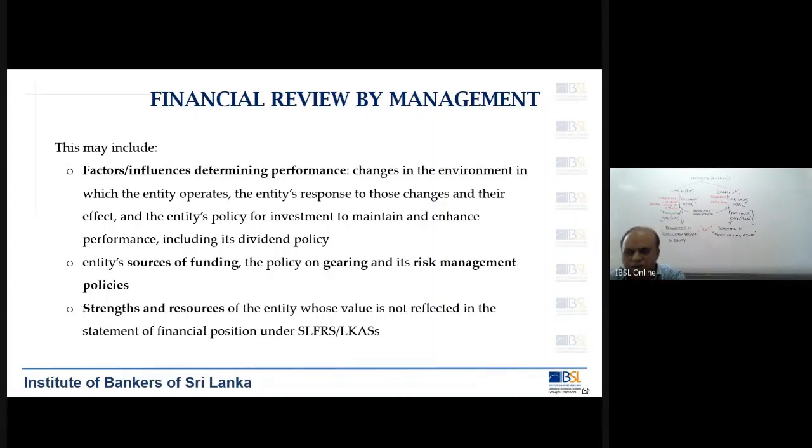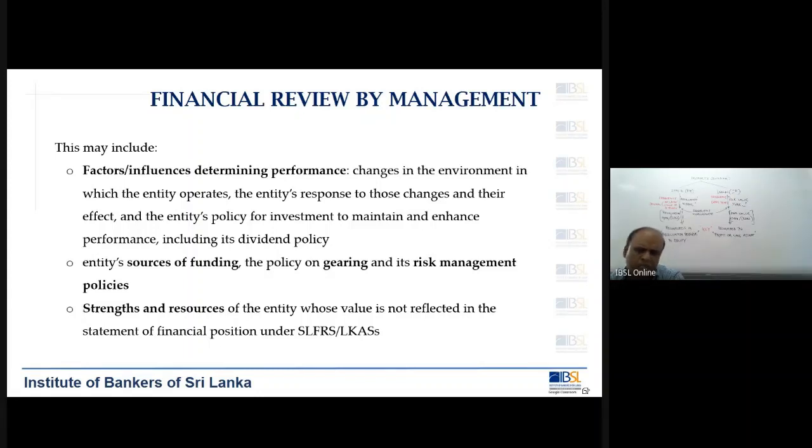Now, in all the financial statements that we saw, we talk about numbers. You give everything in numbers, but here we talk in terms of terminology. What has impacted the business? How did we achieve that? How did we manage our risk? What are the sources of funding that we use to run the business? What are our strengths? What are the weaknesses? All those are discussed, which is called the financial review by the management.